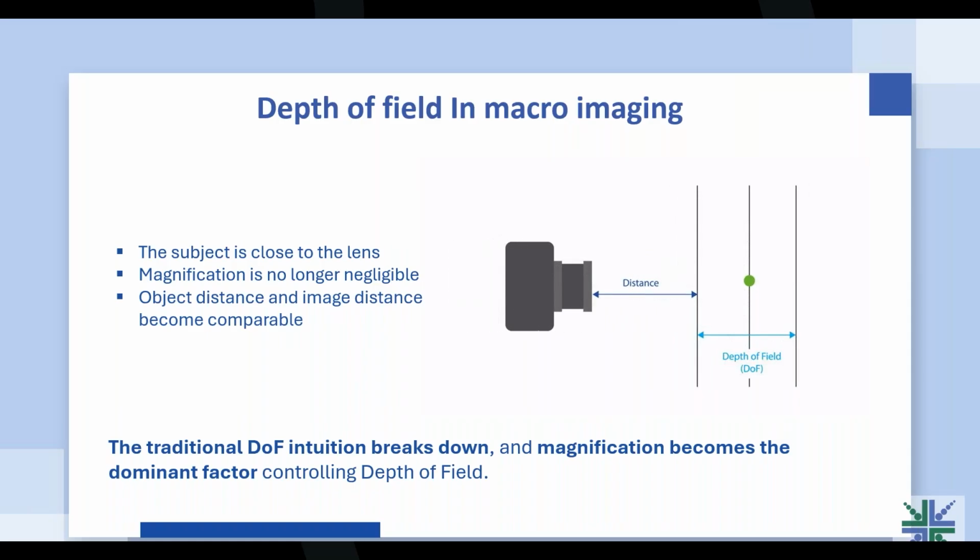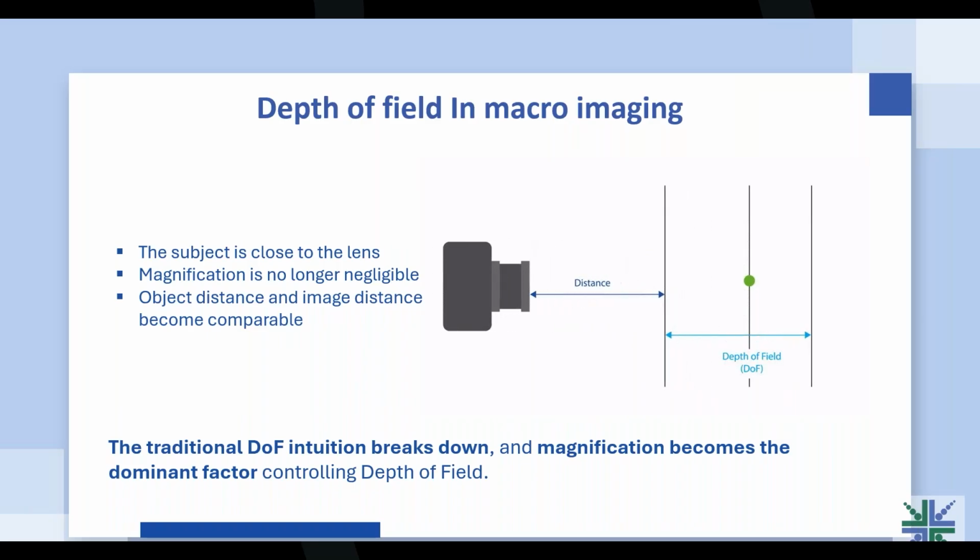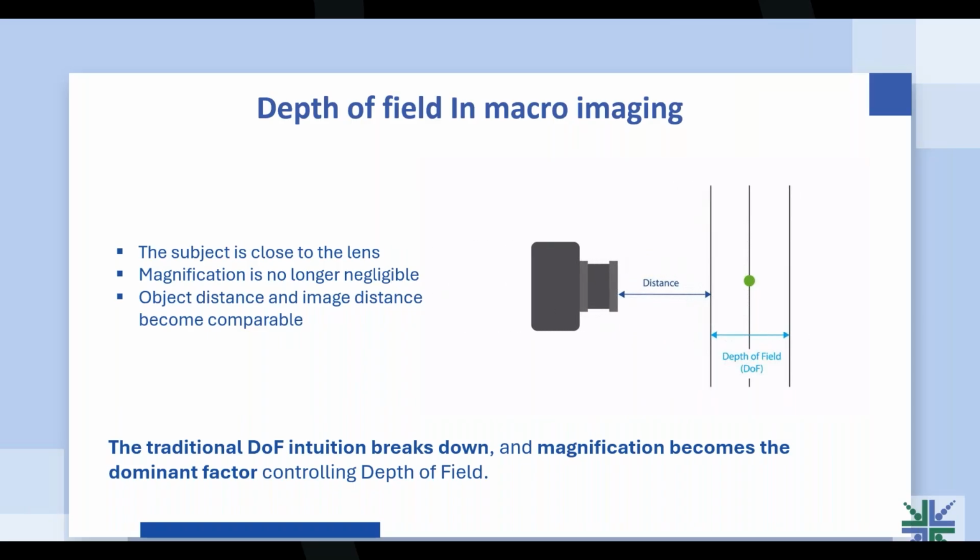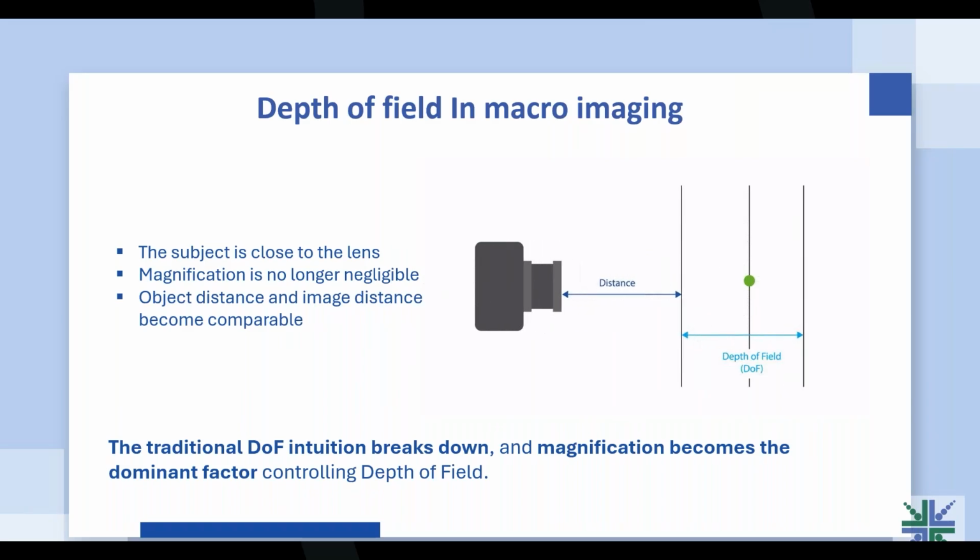In macro imaging, depth of field is not controlled by a single parameter. It is a combined effect of magnification, sensor characteristics, working distance, and aperture.